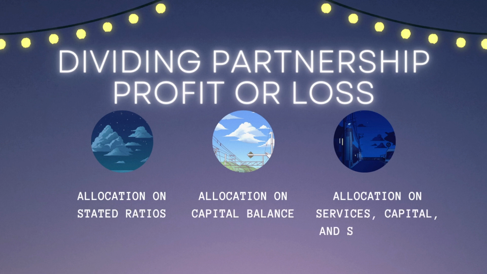Dividing partnership profit or loss. Allocation on stated ratios. Allocation on capital balance. Allocation on services, capital, and stated ratios.